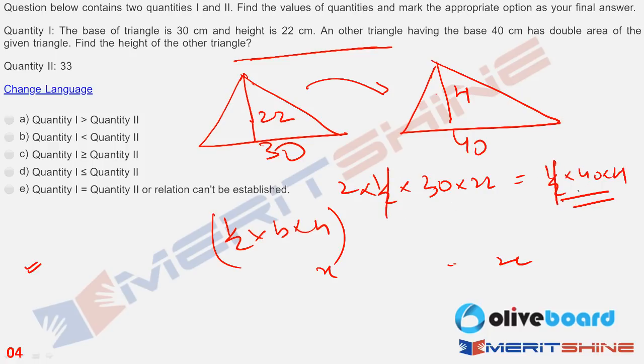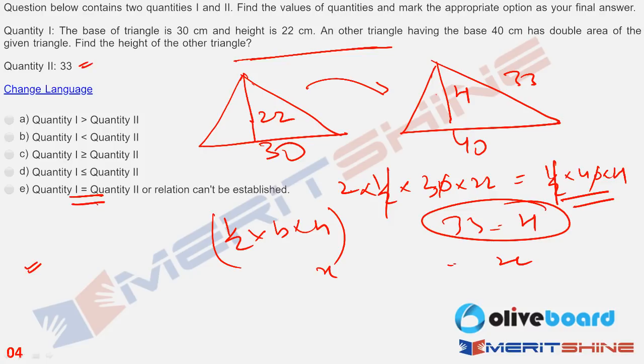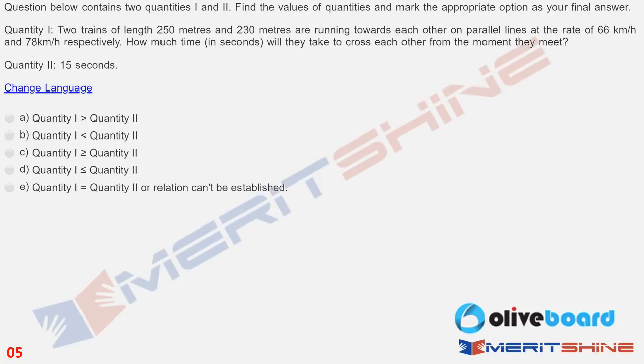So what do we have here is 22 and 2 is 44. If I just cut it by 4, this will become 11 into 3, 33. So this is my height. Height will become 33. My next quantity here is also 33. So clearly 1 and 2 are equal. Yeah, very simple calculation. Shouldn't take time. I hope you know at least these basic formulas. Okay, let's move to the next one.